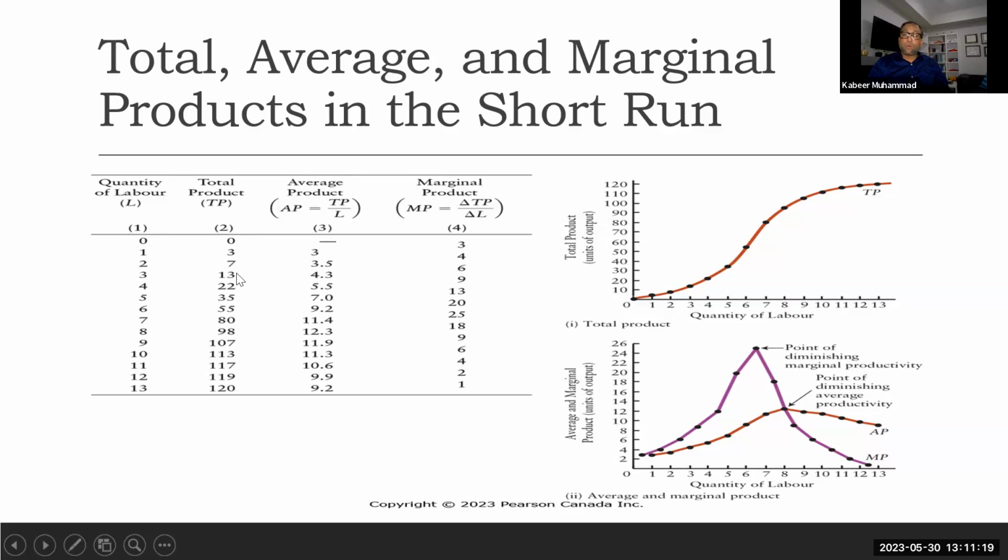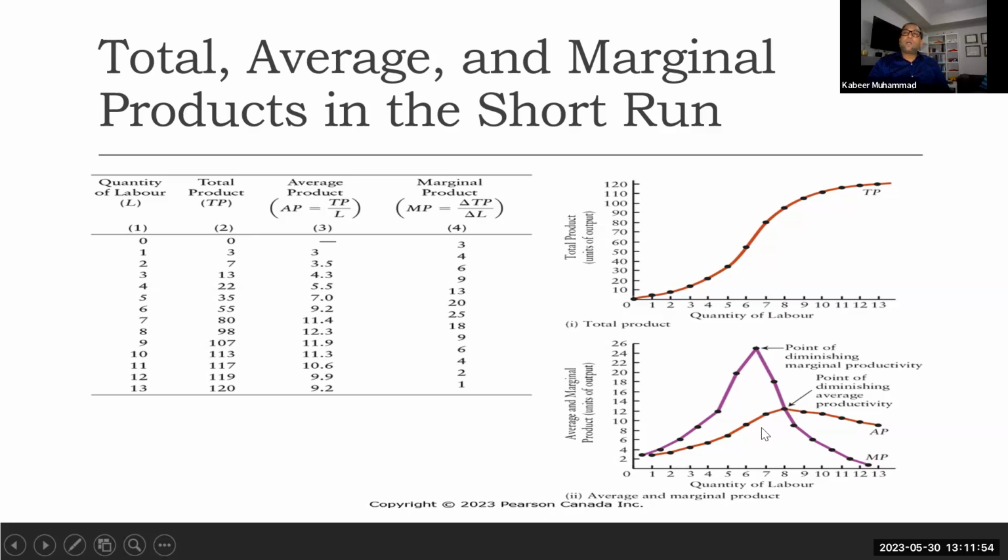Here the change is 4, because from 3 to 7 it's 4, and the change in labor is 1. So we see marginal product is 4, and so on. If we see, the marginal product increases up to 25, then starts decreasing. So 25 means between 6 and 7 labor. So it peaks here in the graph. Again, this is very similar to the other one, an inverted U type. It keeps increasing, reaches the maximum point and then starts sharply decreasing.